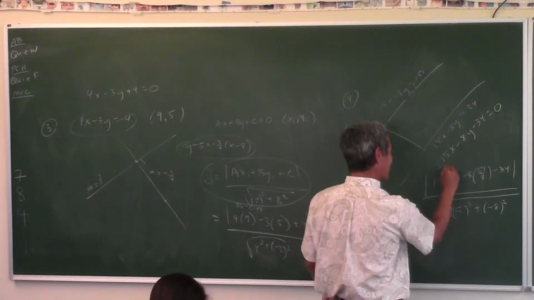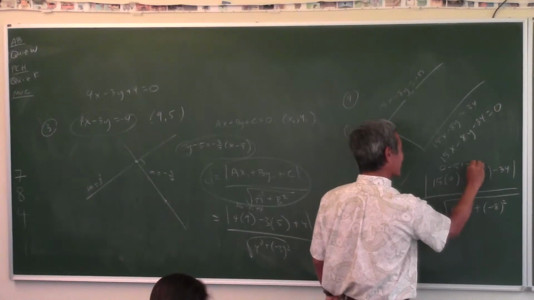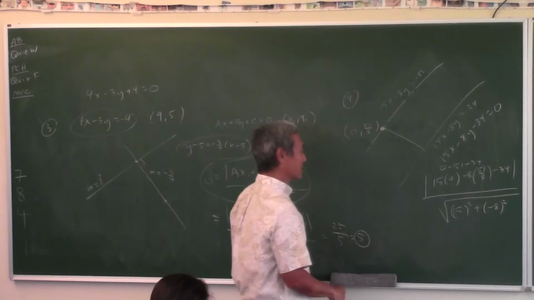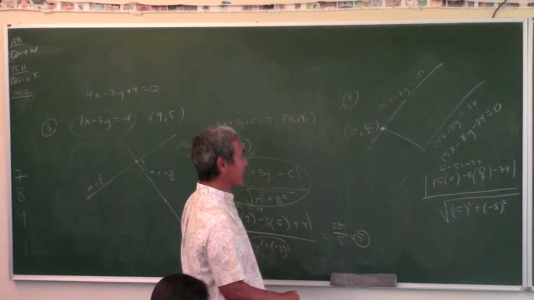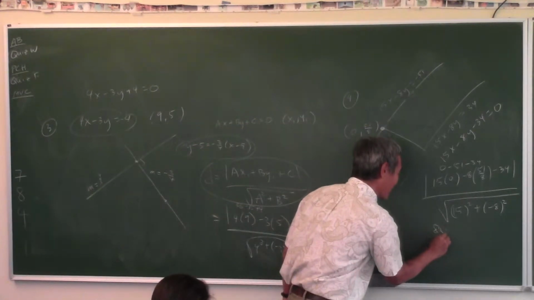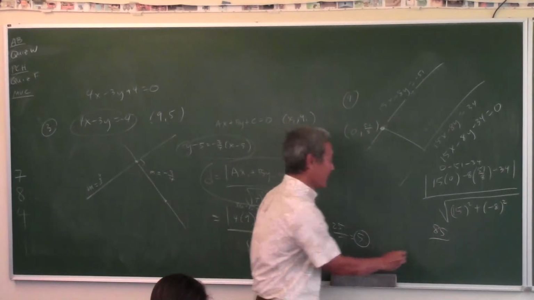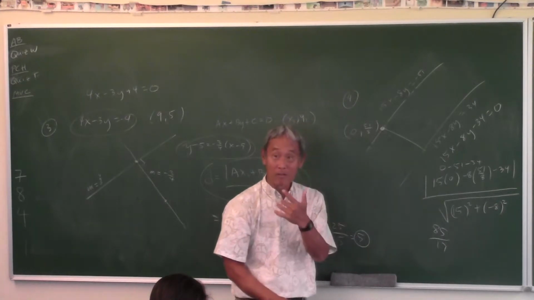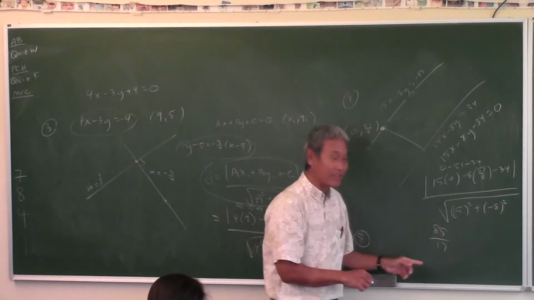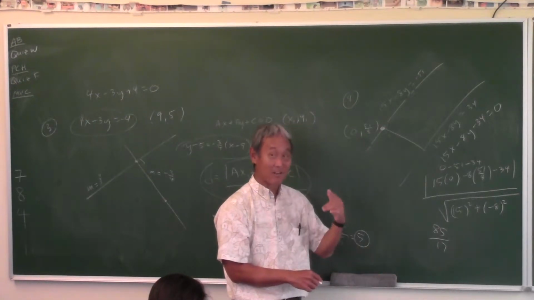Okay, what do we got? 0 minus 51 minus 34. What is that? What is the absolute value of negative 85? 85 all over, what is the square root of 225 plus 64? 17. Anyway, that's a Pythagorean triple. 8, 15, 17.